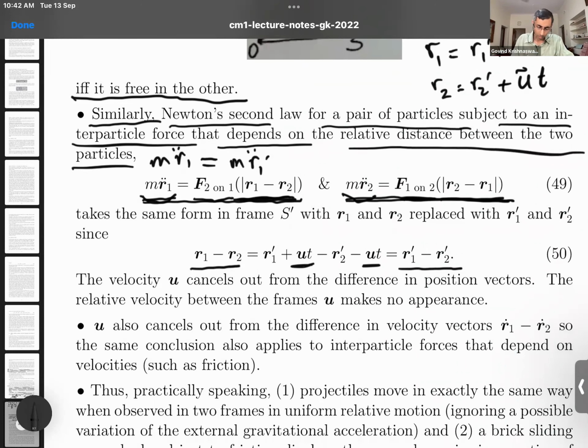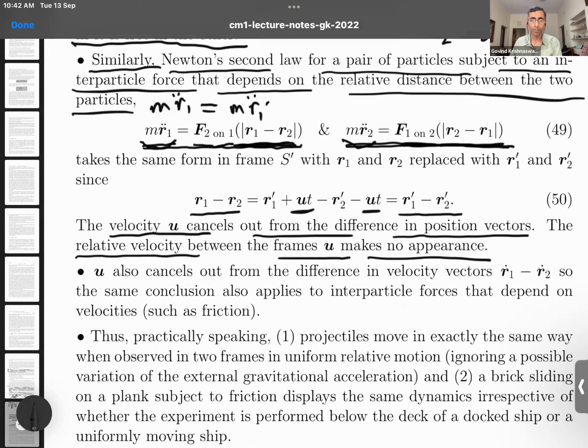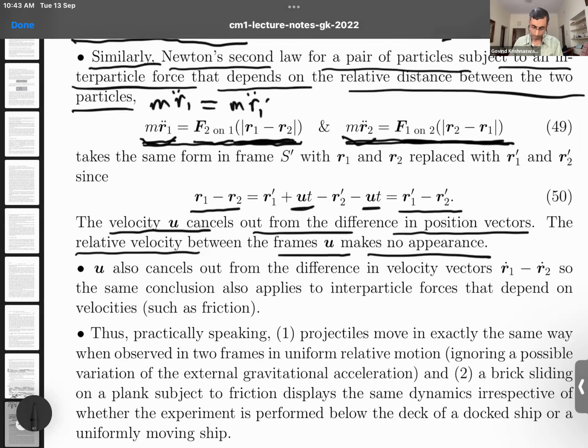So we observe that the velocity u cancels out from the difference in position vectors, and the relative velocity between the frames, namely u, makes no appearance. So the equations take the same form in both the frames. From the equations, there is no way to tell that one frame was moving relative to the other. This kind of argument will be used again and again in more and more sophisticated ways elsewhere.